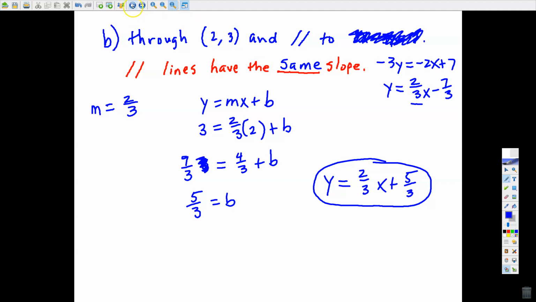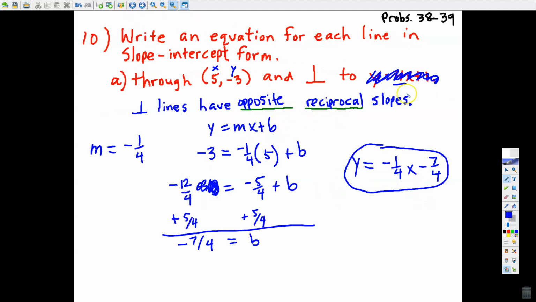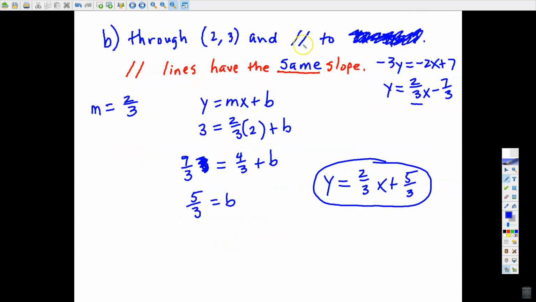So once again, perpendicular lines, opposite reciprocal slopes. Find the slope of the given line, flip it and change the sign, and then use that number for your slope to write the equation. Okay? Don't use anything else from this equation except what you need to help identify the slope. All right? Opposite reciprocal for perpendicular. Parallel, they're quite a bit easier. When you find the slope of the given line, you use that same number for slope in the line that you're supposed to write the equation for. Okay? Parallel lines have the same slope.